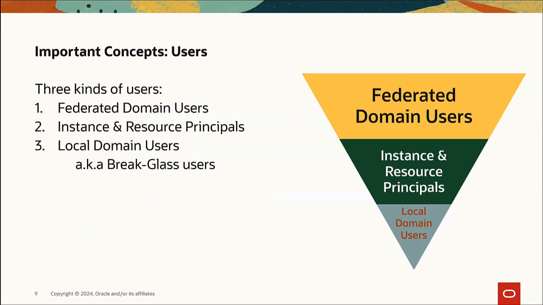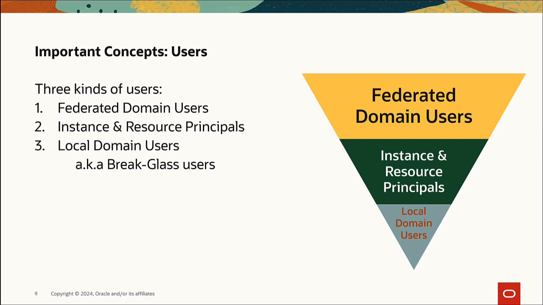We have three different types of users here. We have local domain users. So we all understand a local user. Then we have instance and resource principals. So our users can be either persons or they can actually be resources. So for example, you provision a compute instance in your tenancy. That compute instance actually automatically will have an associated identity. Okay, so we refer to those as instance principals.